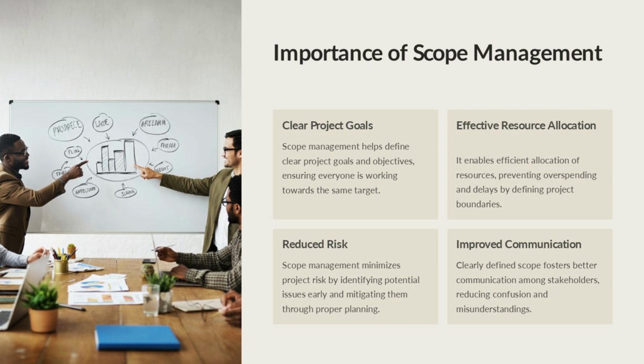The key focus of this slide is the importance of effective scope management in project delivery. Scope management helps define clear, shared goals and objectives for the project team, ensuring everyone is aligned and working towards the same targets. It enables efficient allocation of resources, preventing overspending and delays by clearly defining the project boundaries and requirements. Scope management also minimizes project risk by identifying potential issues early and putting mitigation plans in place through proper planning. Finally, a clearly defined project scope fosters better communication and collaboration among all stakeholders, reducing confusion and misunderstandings.